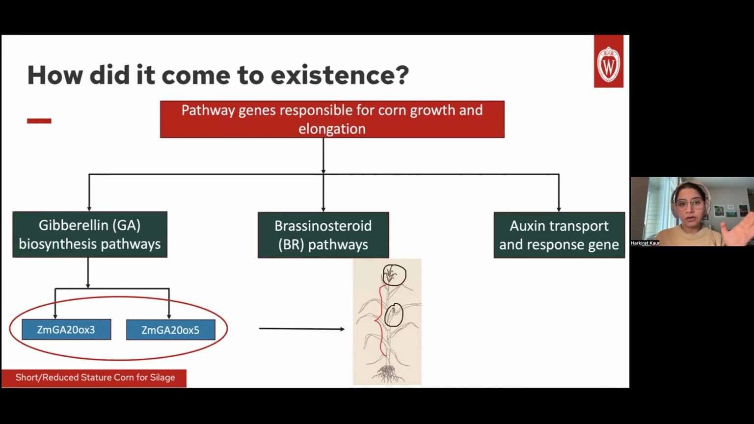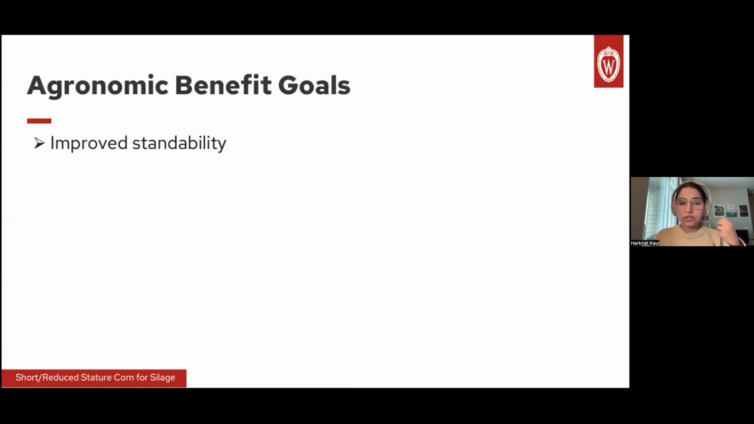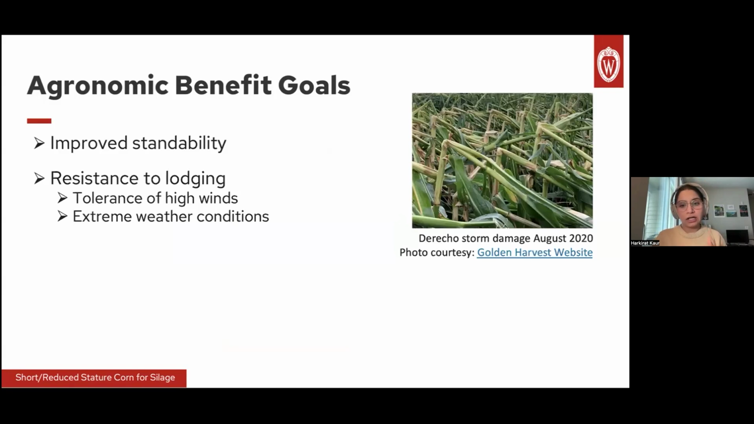When we are looking at a modification of a corn plant like this, we are also very interested in understanding the agronomic considerations that are being answered because of these modifications. The first agronomic benefit we are getting from short corn is improved standability, through resistance to lodging.